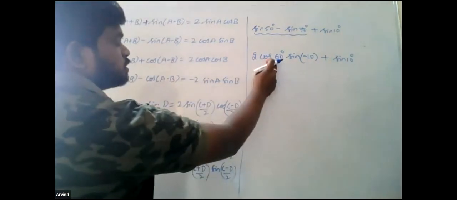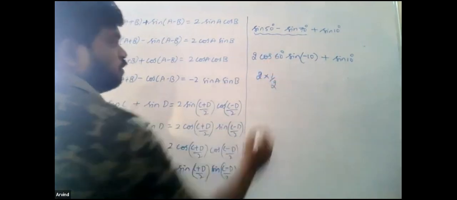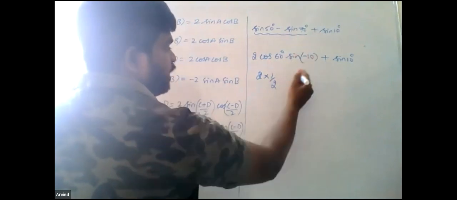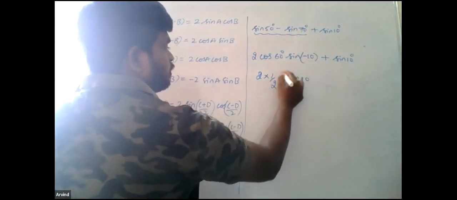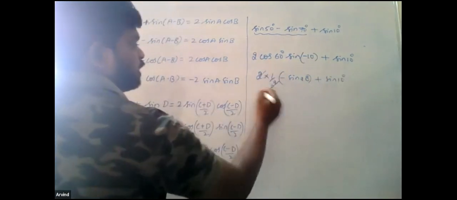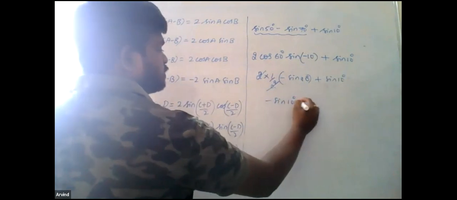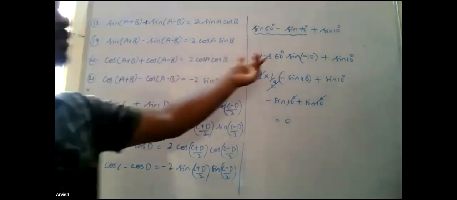So 2 cos 60. Cos 60 is 1 by 2. 2 into 1 by 2. Sine of minus theta is minus sine theta. So we get sine 10. Plus sine 10. 2 gets cancelled. Minus sine 10 degrees plus sine 10 degrees gets cancelled, 0. Whichever formula you use, you get the same thing. Okay. But these are very important formulas. Note it down.